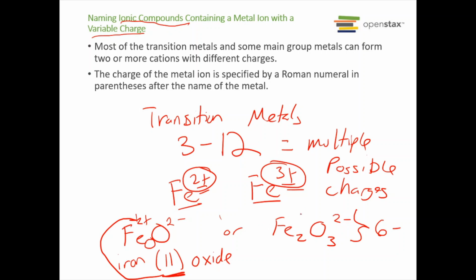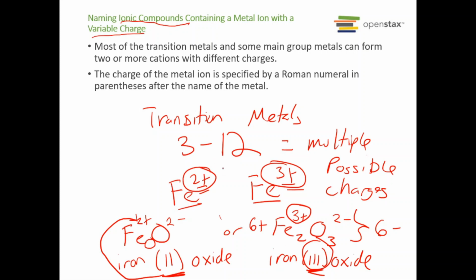2 times what would give me 6 plus, or positive 6? 2 times 3 plus would give me that. So if I were to name this element, I would have to say it is iron Roman numeral 3 oxide. And again, keep in mind, this Roman numeral 3 represents the charge. That is where that's coming from.